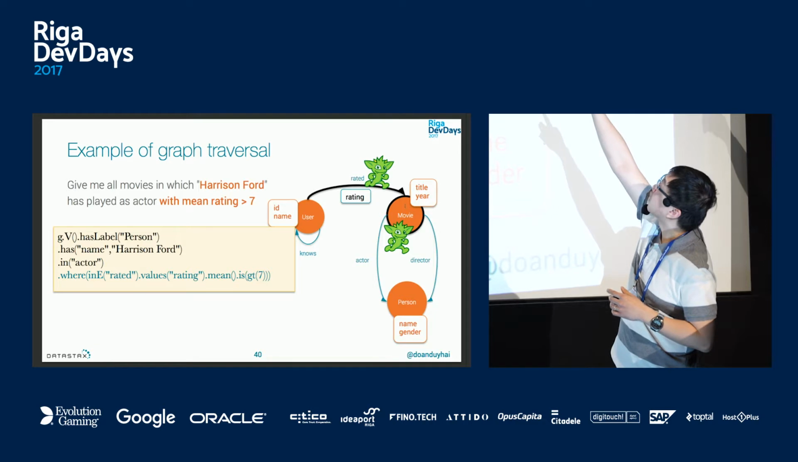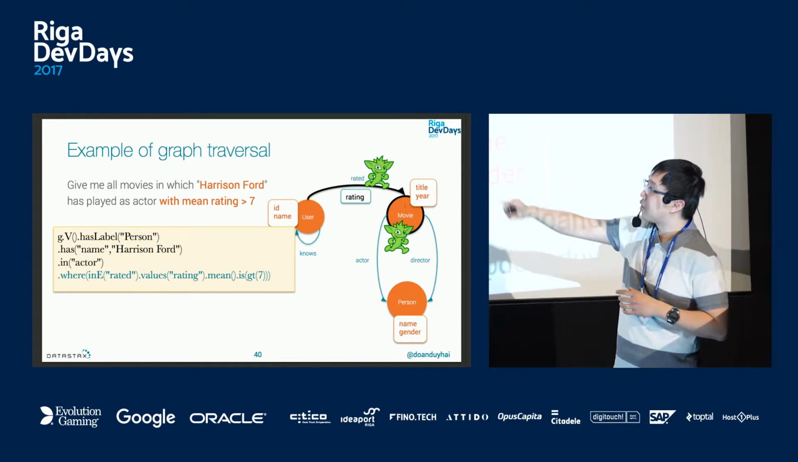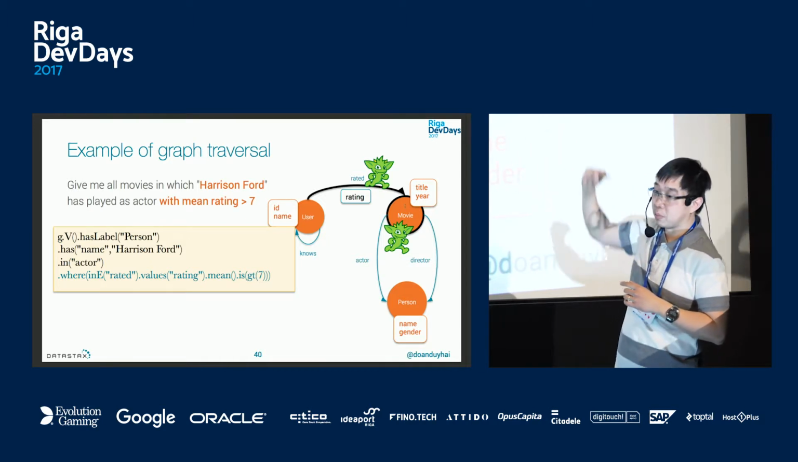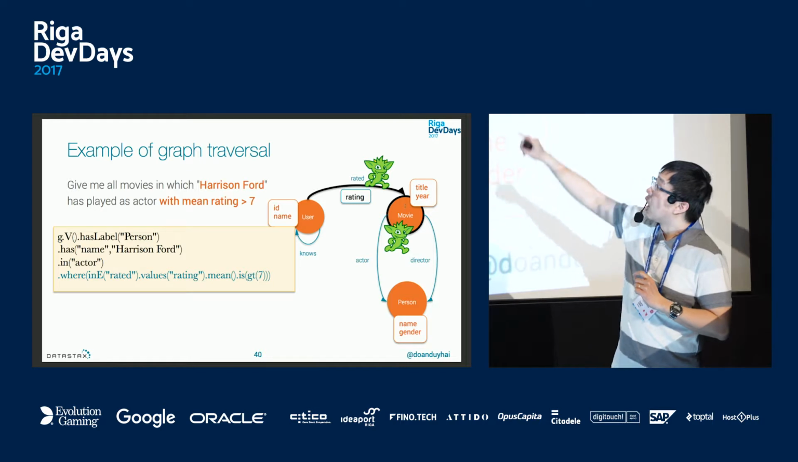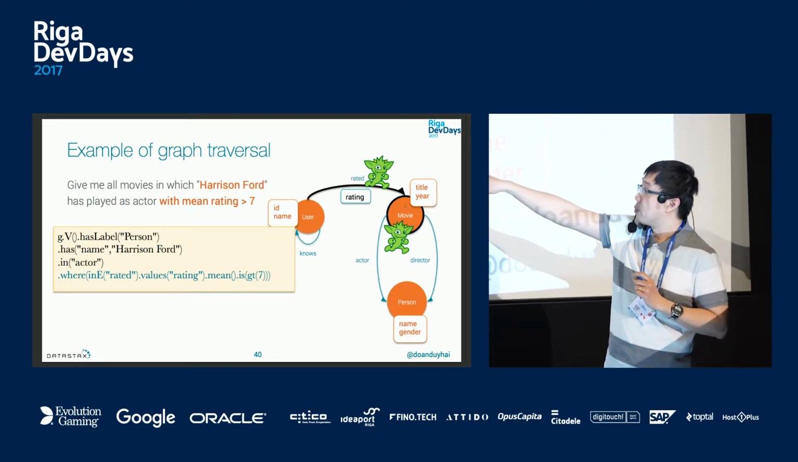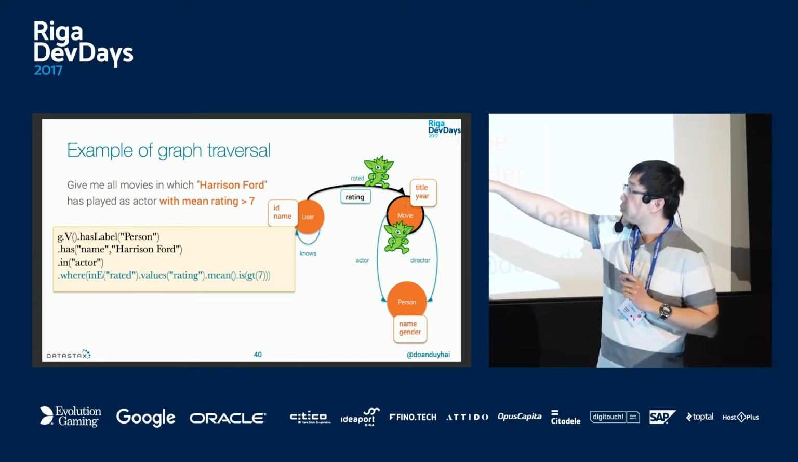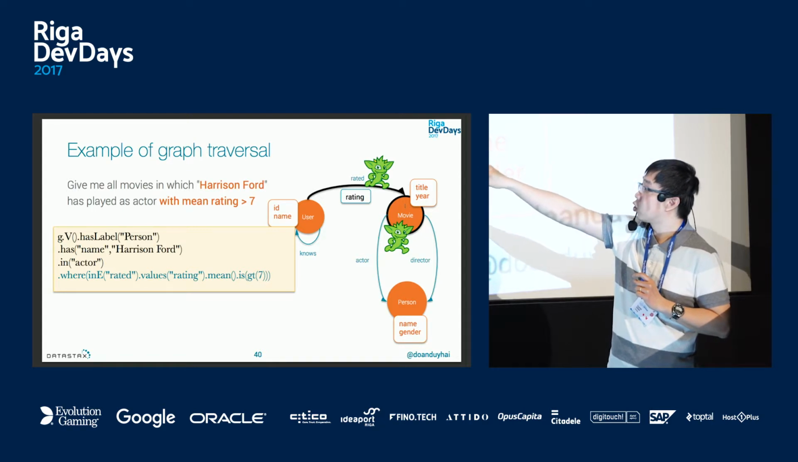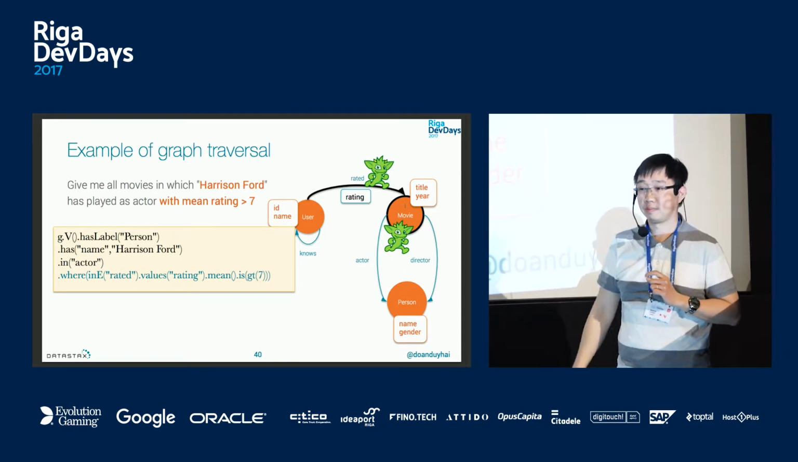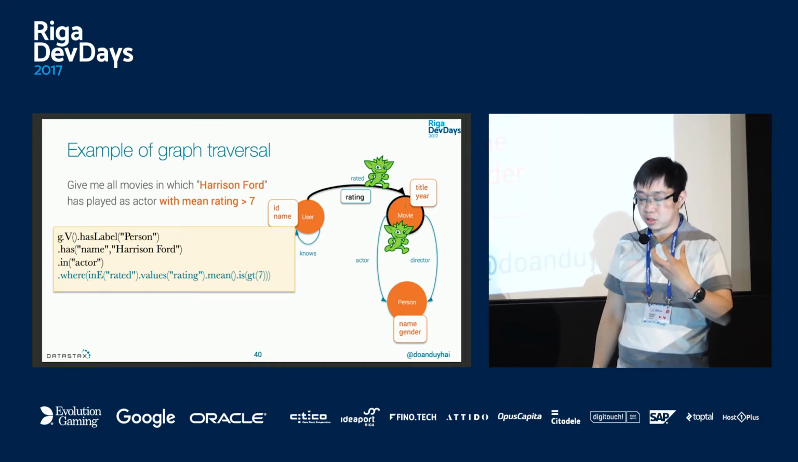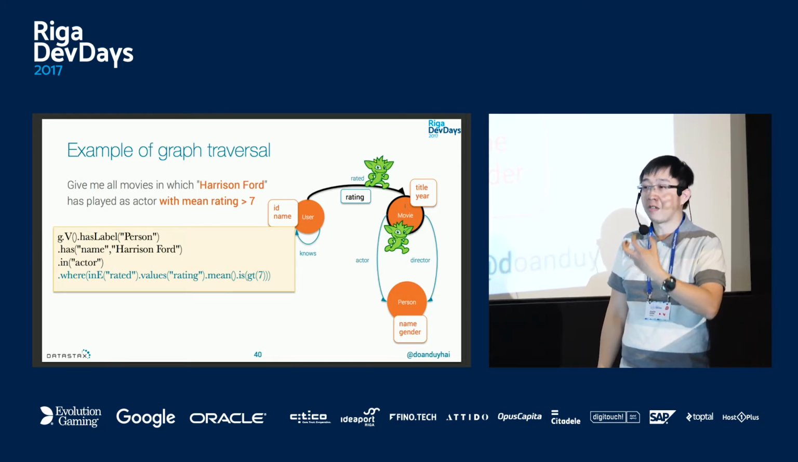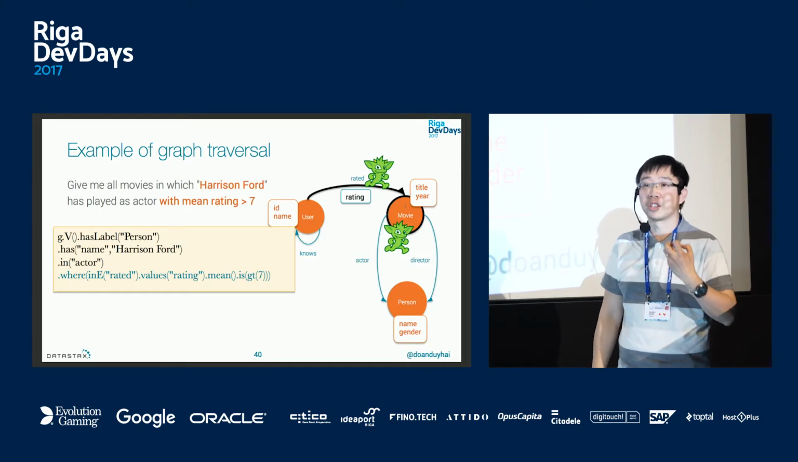So now I'm staying at the incoming edge rated. Values rating: for each incoming edge rated, I look at the value rating. I compute the average with the mean step, and I say that this average should be greater than 7. So now it only gives me all the movies of Harrison Ford with average rating greater than 7.